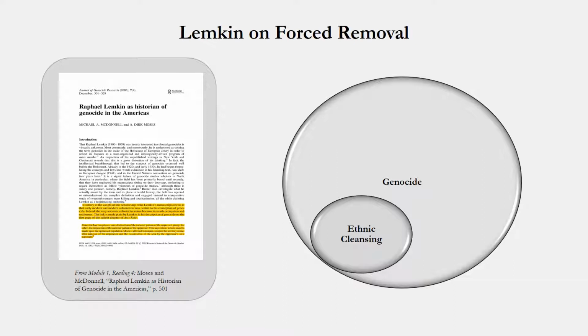Remember Reading 4 from Module 1, that essay by Dirk Moses and McDonnell regarding Lemkin's research on the Americas? This week's reading by Shaw follows that previous one. And if you recall my video lecture from before, I drew attention to Lemkin's famous two phases of genocide passage, which you see again here. Moses and McDonnell pointed to this as evidence that the genocide concept is intrinsically colonial in nature.